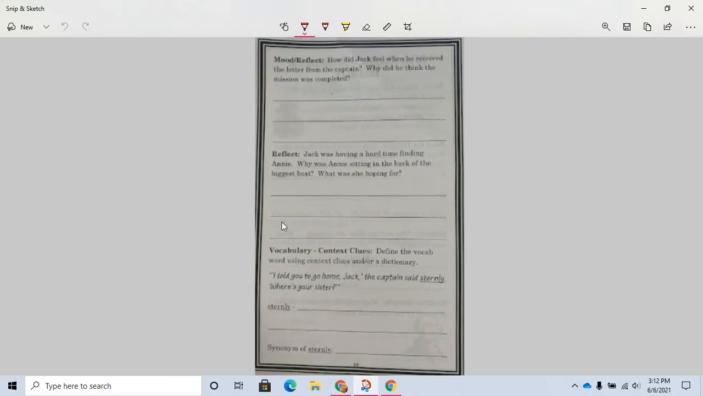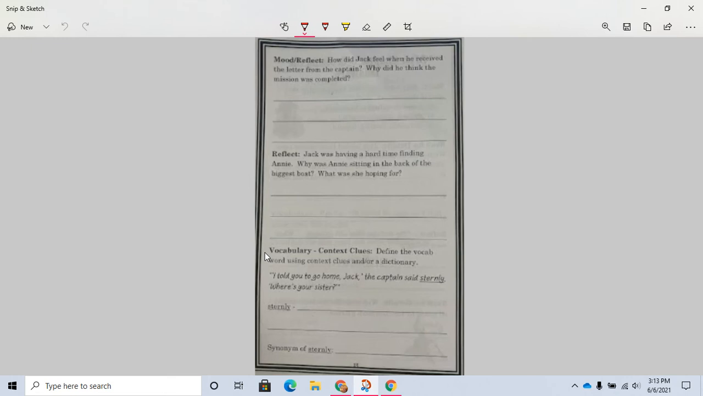Your last option on this page is vocabulary, context clues. Remember, we've been using context clues to go back and find the words or sentences around an unfamiliar word and understand what this word means based on those clues. So define the vocab word using context clues and or a dictionary. Our excerpt from the story is, "I told you to go home, Jack," the captain said sternly. "Where's your sister?" Our underlined word is sternly.